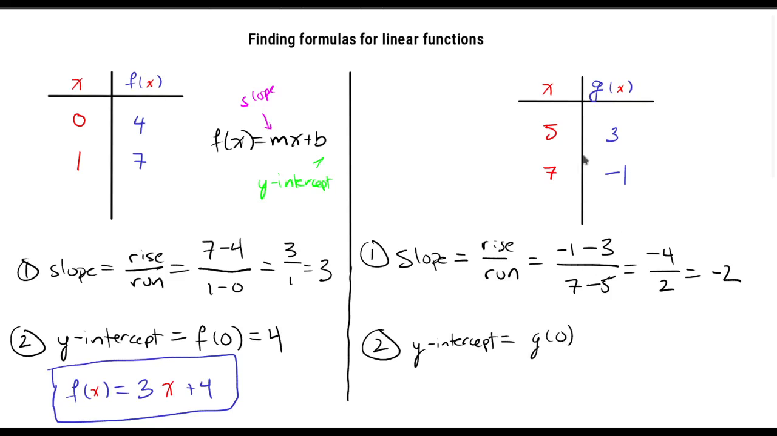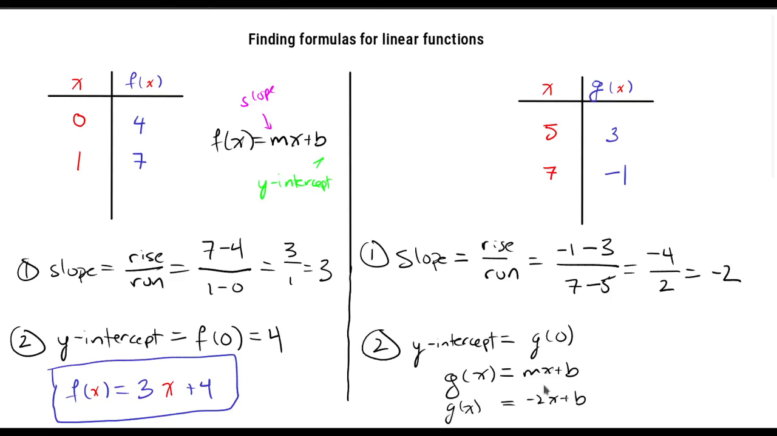All right, well, we look at our table, and here's the problem. We don't have a 0 in our x column, so we're going to have to work to get g of 0. But we can use the information in this table to get there. So we're saying that g of x equals mx plus b. Slope times x plus our y-intercept. And we know that the slope is -2. So g of x equals -2 times x plus b.